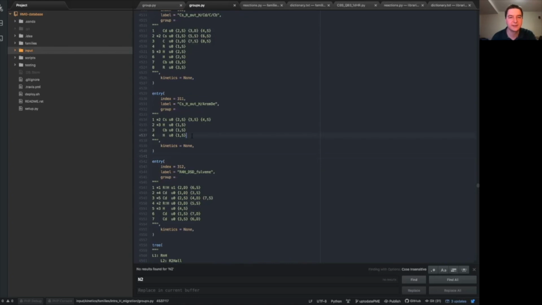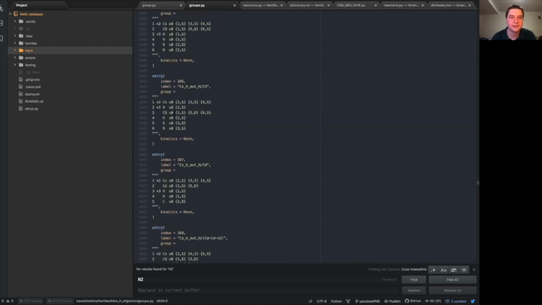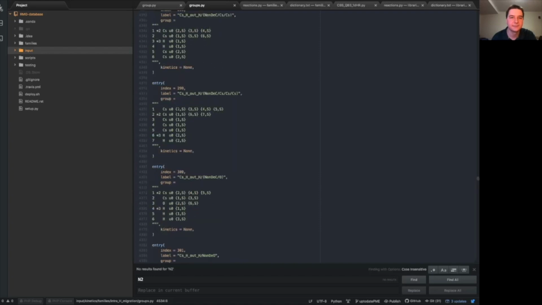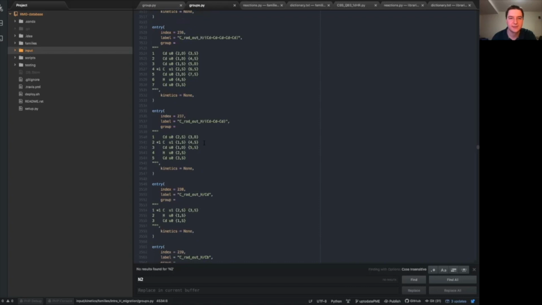And then you'll see other cases with a hydrogen. This is the hydrogen group. The star 3 label is associated with the hydrogen. The star 2 is associated with the atom that's bonded to the hydrogen. And star 1, which we'll see here, is associated with the radical.